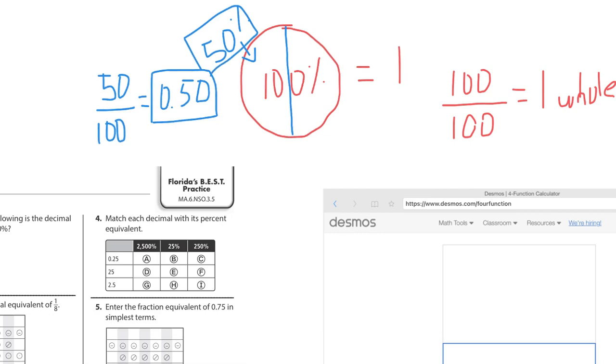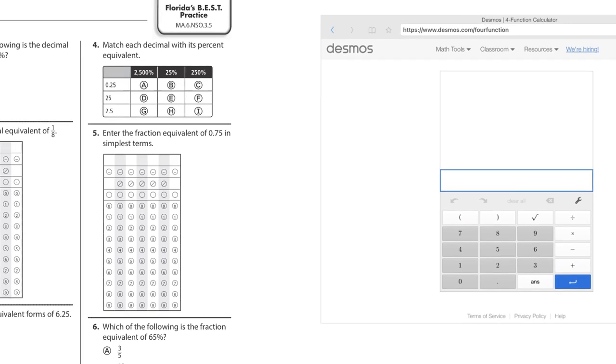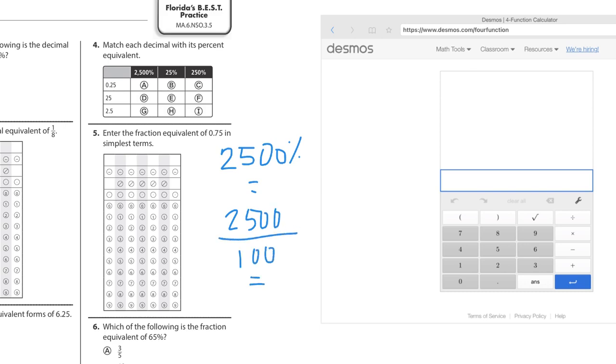Okay, so let's look at the problems here. 0.25. Now to go from a decimal to a percent, or from percent to decimal, you could do the following. Let's do percent to decimal. 2,500 percent is 2,500 divided by 100. So let's see what that gives us.